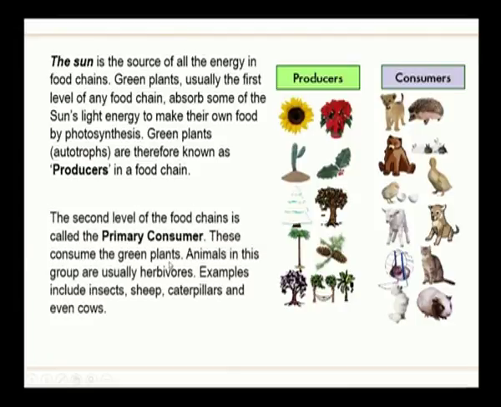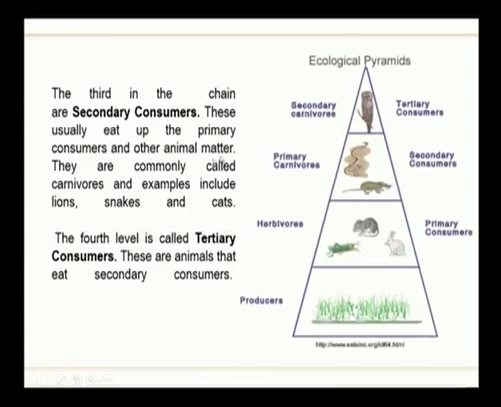Again, it explains the consumers, which are the second level. These are completely dependent on green plants. Animals in these groups are usually herbivorous, like insects, sheep, caterpillars and even cows. This shows the ecological pyramid: producers in the first level, herbivores which are dependent on the producers, secondary consumers which are dependent on primary consumers, and then finally tertiary consumers.